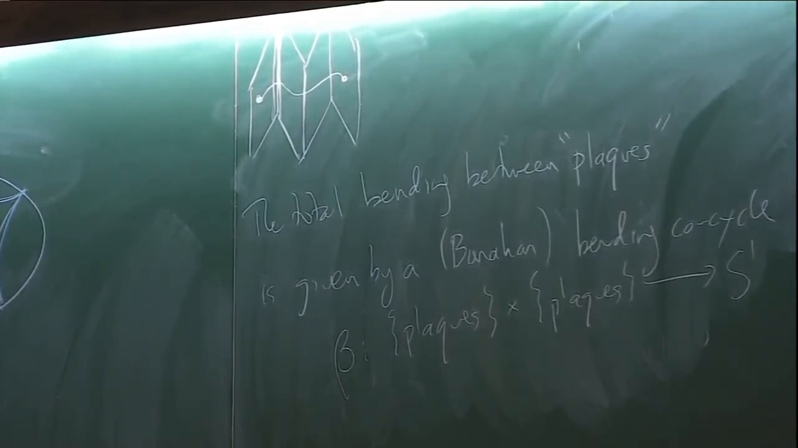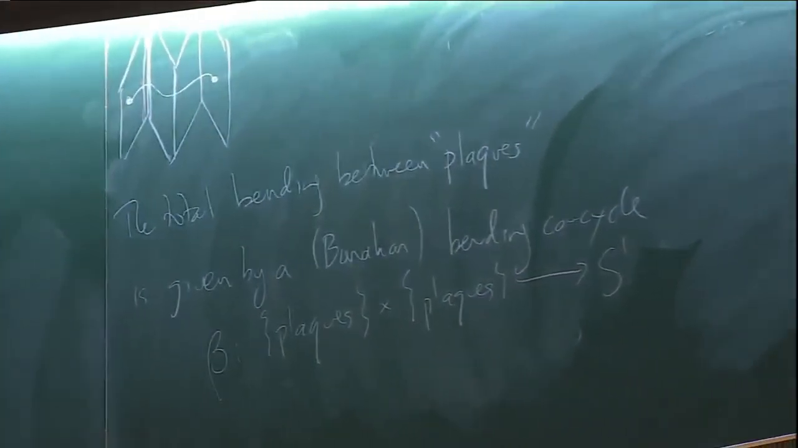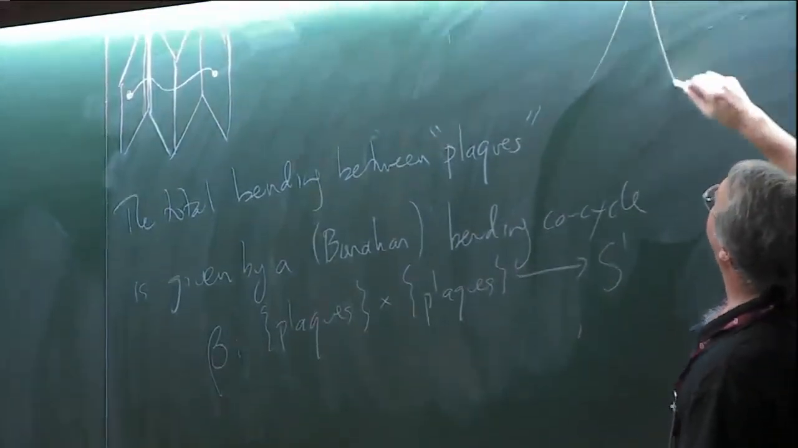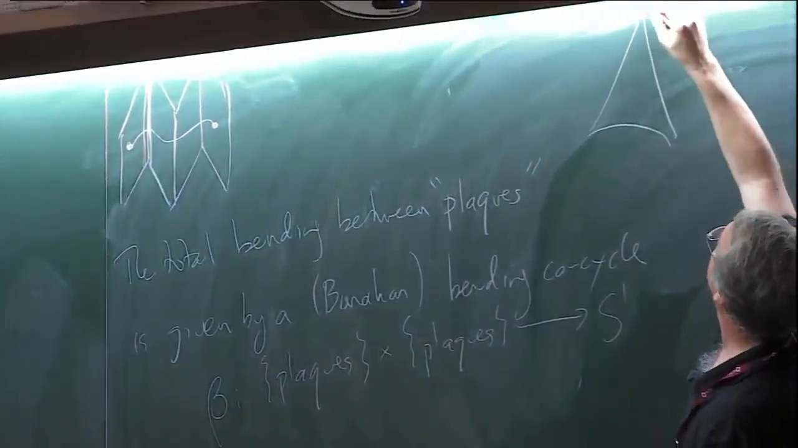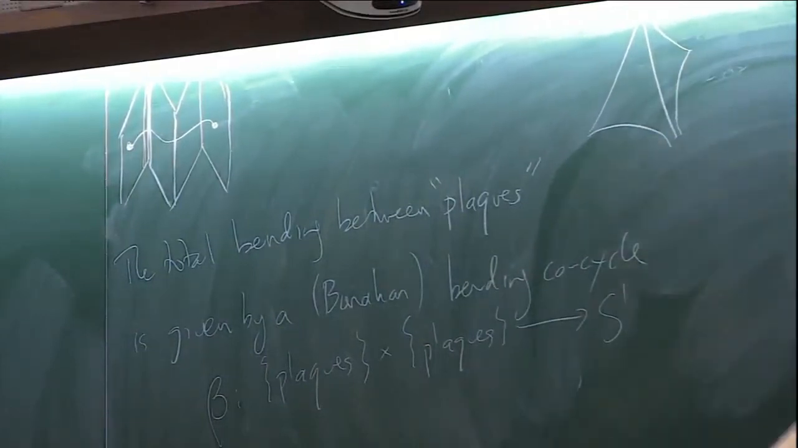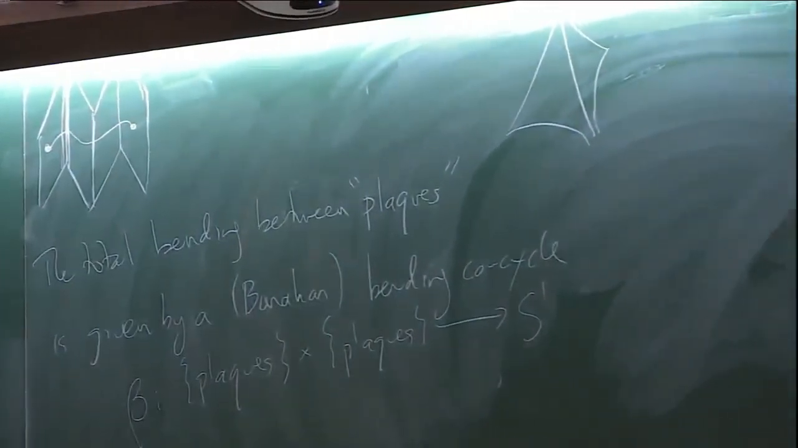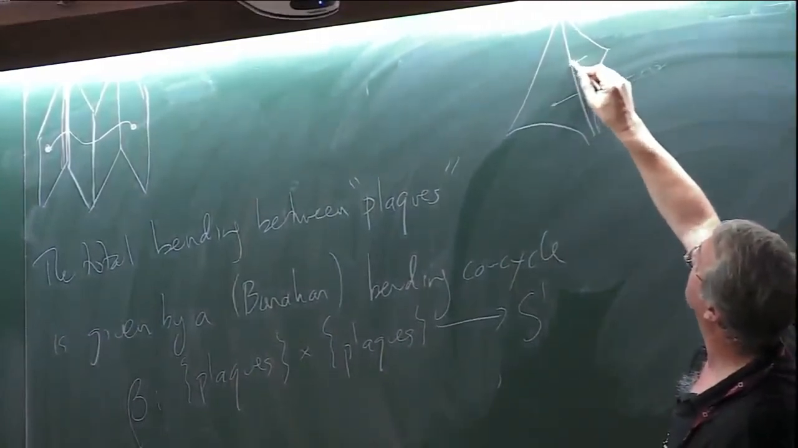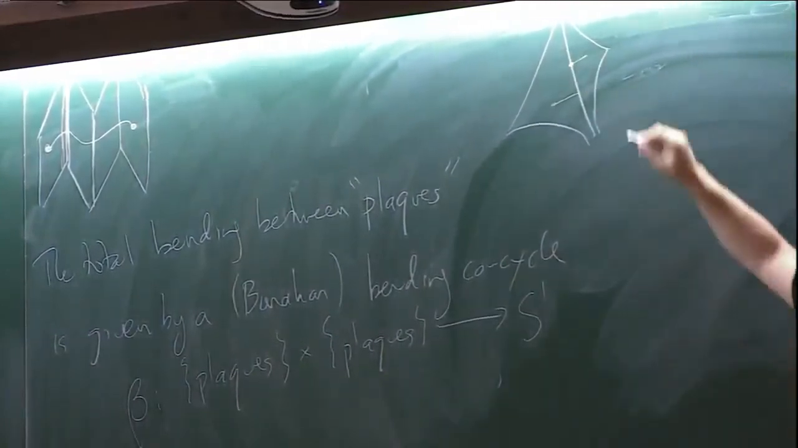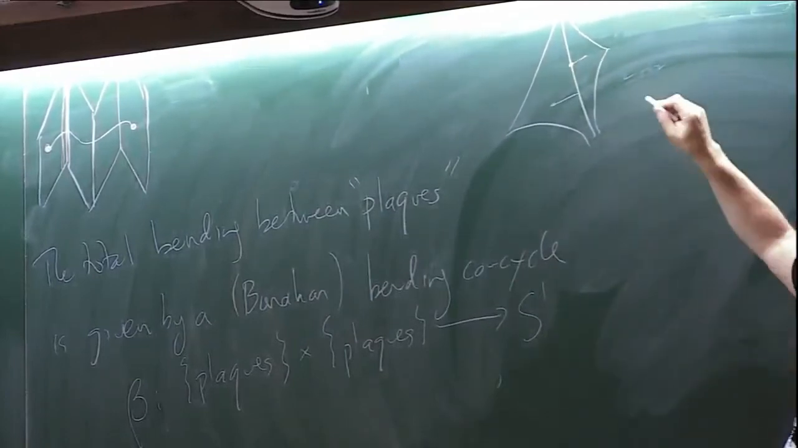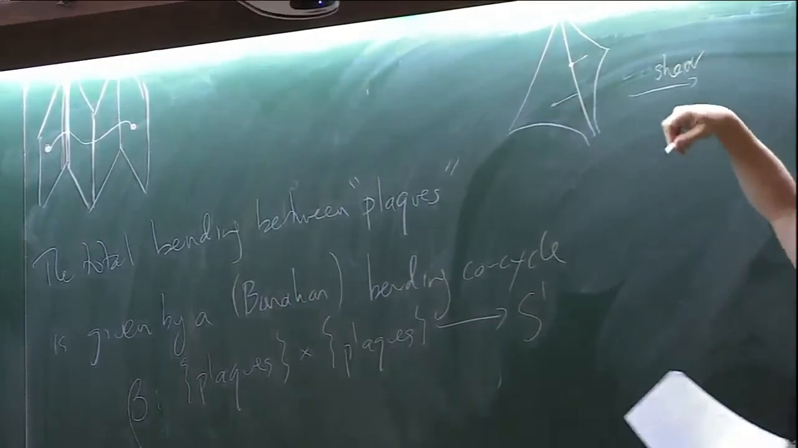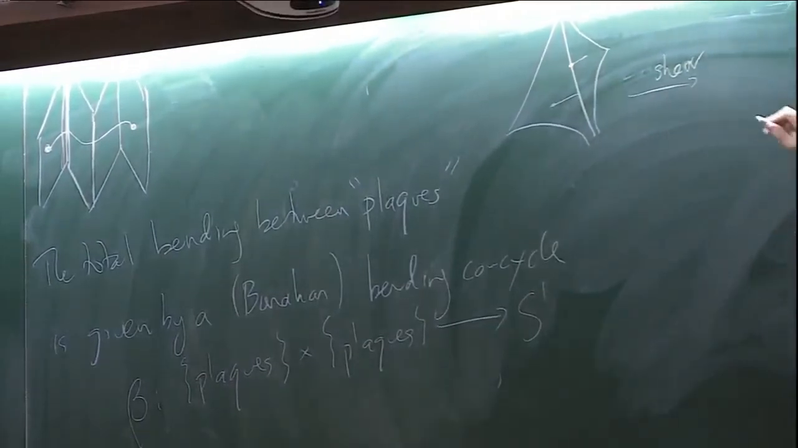One more feature: that's one object, the bending cocycle associated with a pleated surface. There's one more object, which Junpei brought up. In a cartoon, if I have two ideal triangles meeting on a seam, one can ask how much they are displaced. And if they're displaced by a certain amount, then I can shear along that seam by some amount.